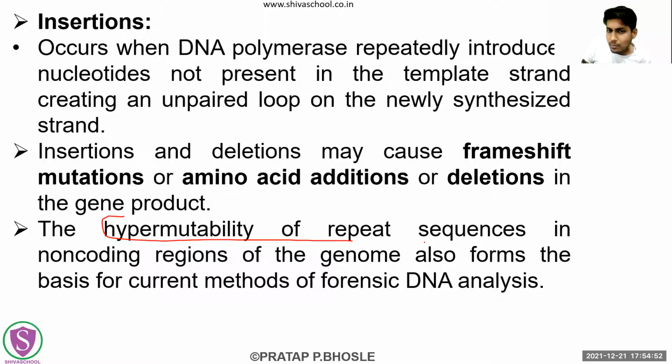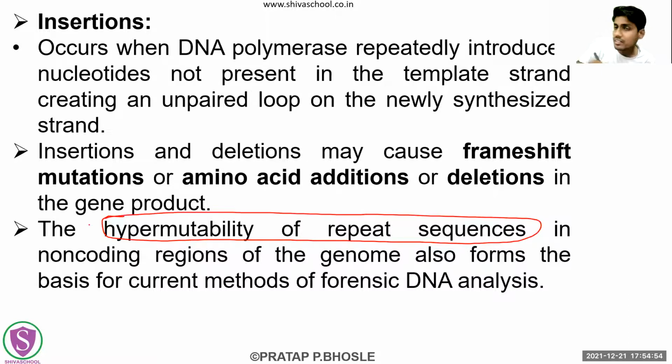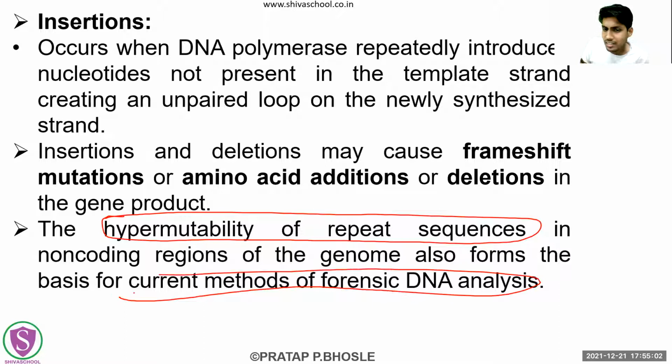The hypermutability of these repeat sequences which are there in the non-coding regions of the DNA is also the basis of the methods used in forensic DNA analysis. On this principle, forensic DNA analysis is done. Because they are hypermutable, they are used in forensic analysis, right?